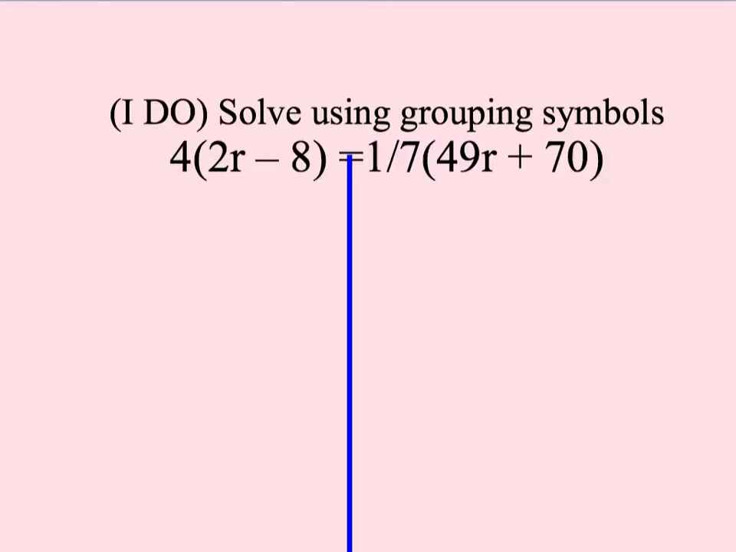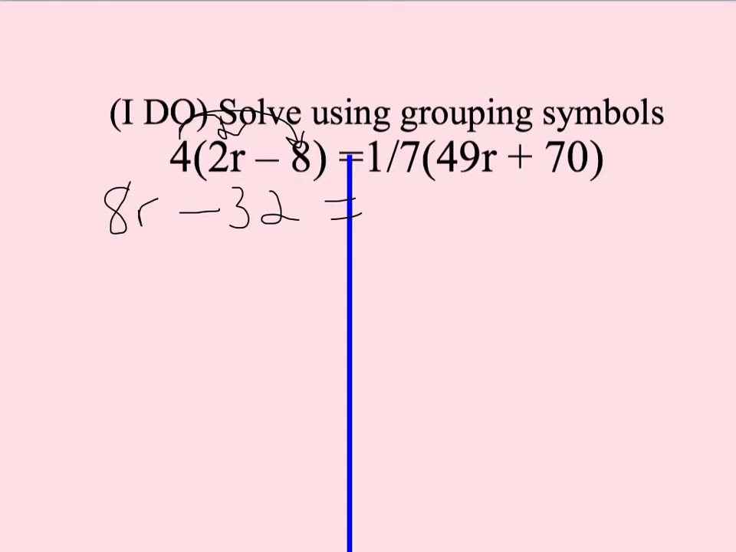Okay, so now we're going to solve using grouping symbols. We need to distribute whenever we see a number on the outside next to parentheses. So what this means is 4 times 2r. 4 times 2 is 8, so I have 8r. I can bring down the minus sign, and 4 times 8 is 32. I no longer need the parentheses because I already distributed.